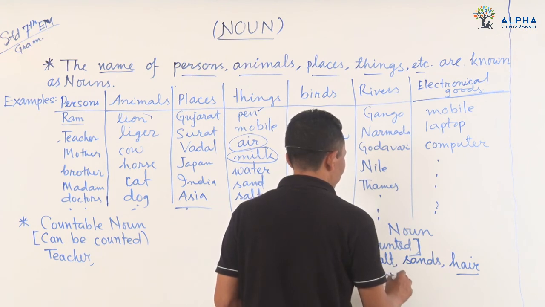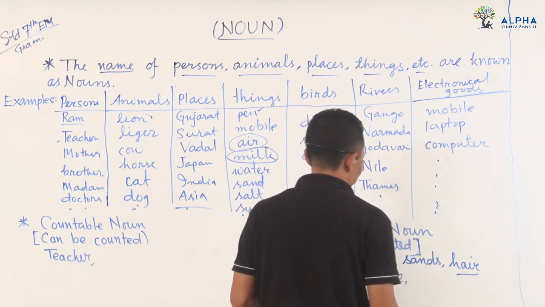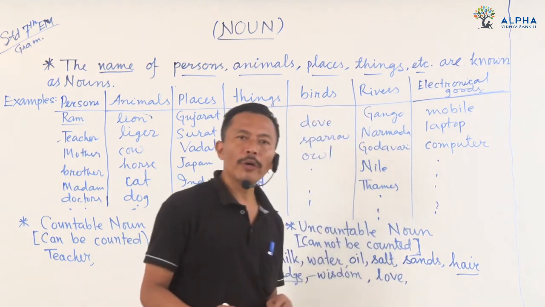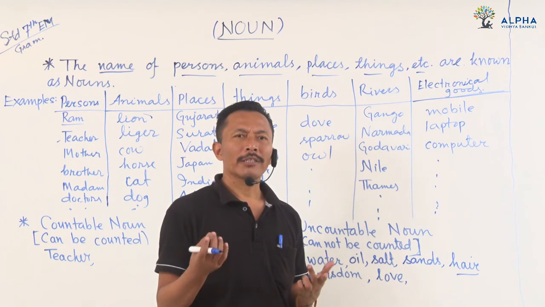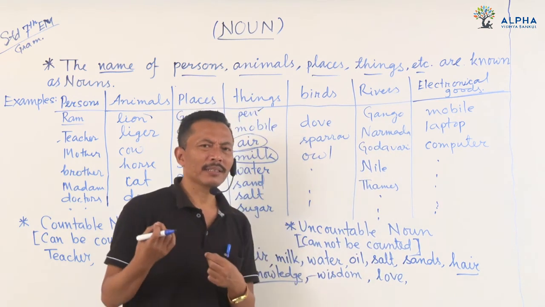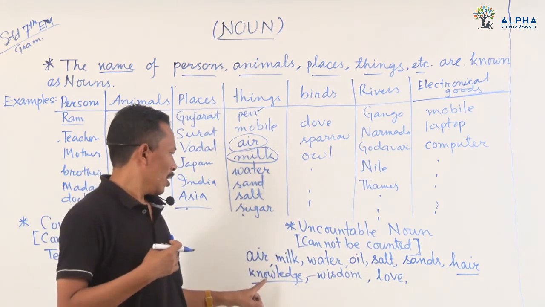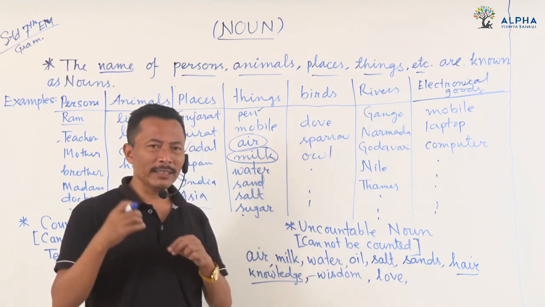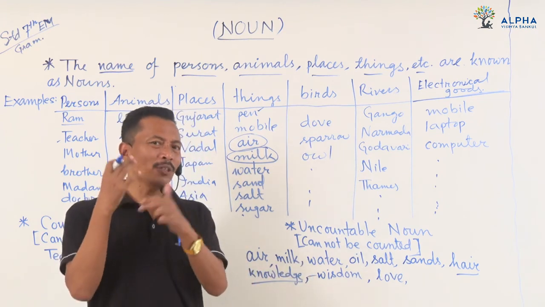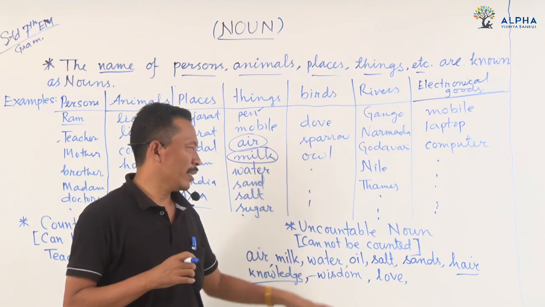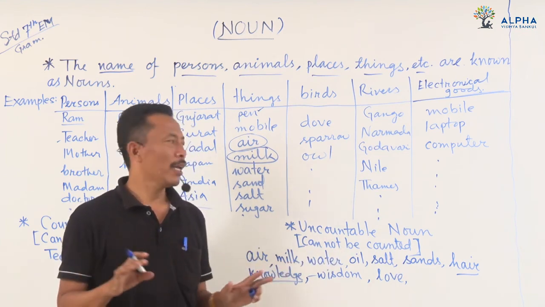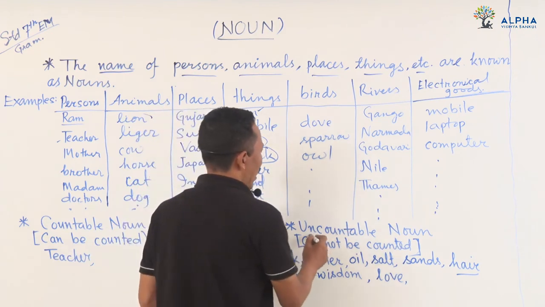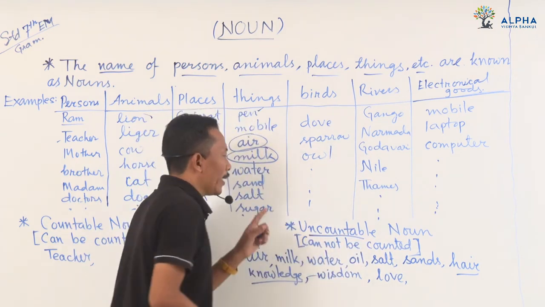Love. How much love do you have? This is a feeling. Knowledge, wisdom, how can you measure knowledge and wisdom and love? There is no such thing. We cannot measure it. And these are all counted as uncountable nouns.